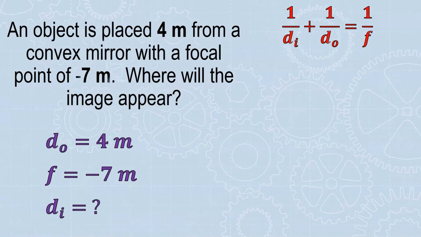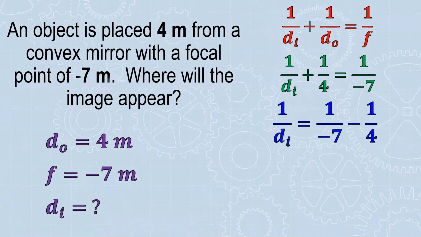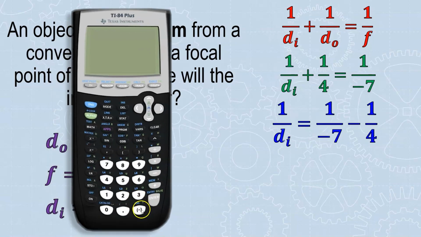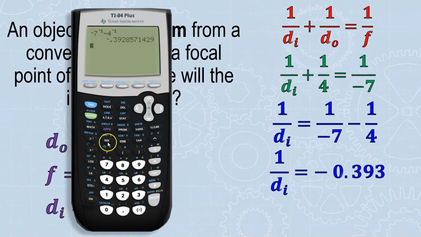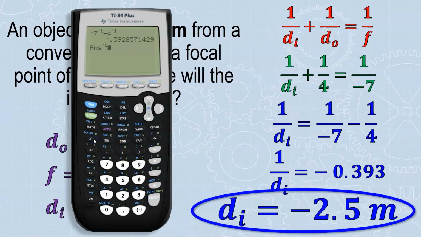There's my formula. If I write out my givens, the formula writes itself. Substitute in what you know, solve for what you don't. Now, here's a big tip. Align all those fractions, all those inverses together. I'm going to subtract 1/4 because now I can go to my calculator. -7 inverse minus 4 inverse. That's going to equal -0.393 if I round a bit. And then I remember to take the inverse of that. So my final answer is about -2.5 meters.